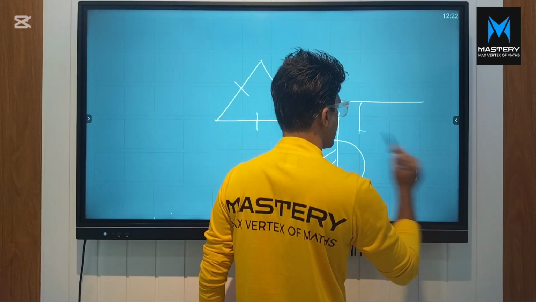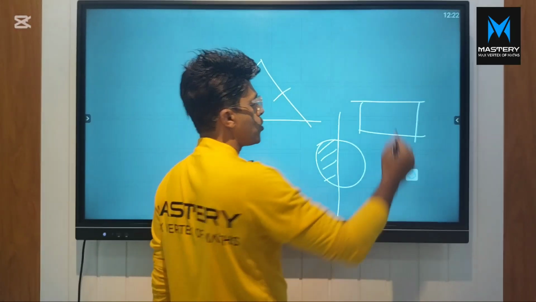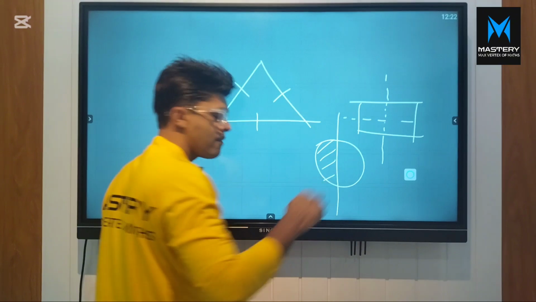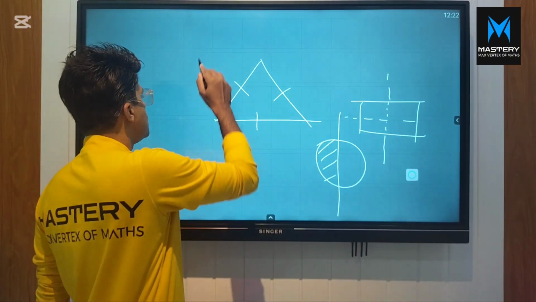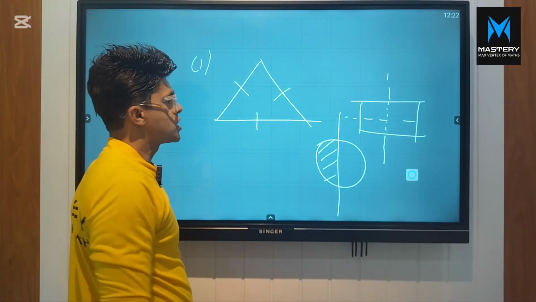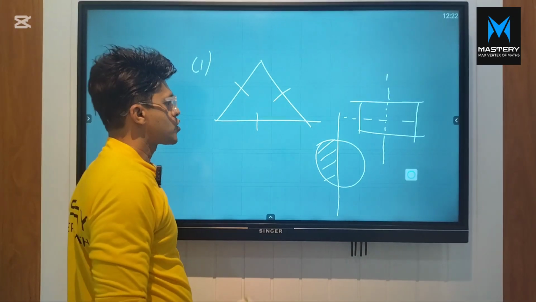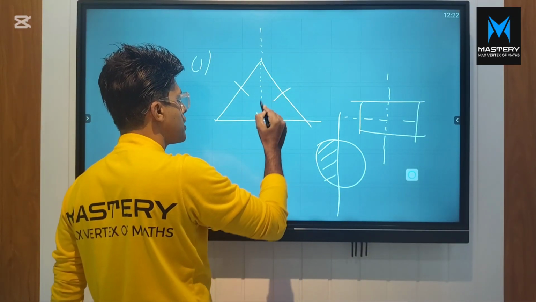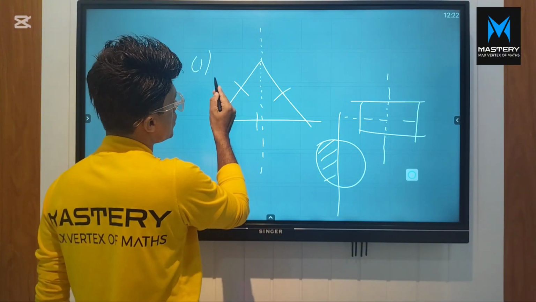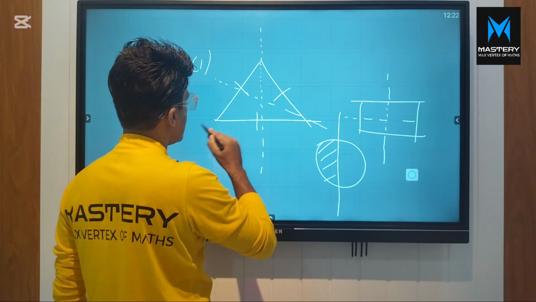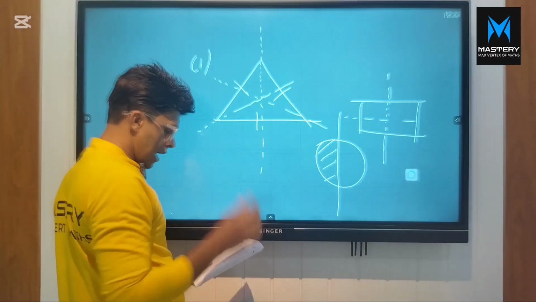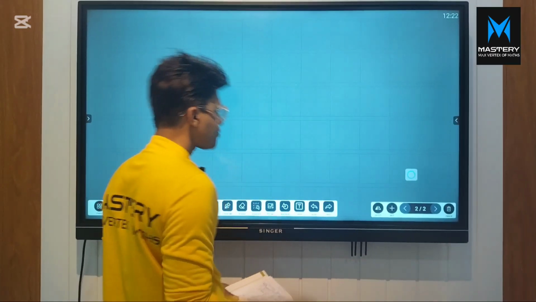When it comes to this type of figure, here is a rectangle. We could draw the axes of symmetry. This is an axis of symmetry. This is an axis of symmetry. But our concern, the question is, we should draw all the axes of symmetry of this equilateral triangle. So here is an axis of symmetry. The other one is this one. The other one. Then we are able to draw three axes of symmetry. The answer for the first question is this.